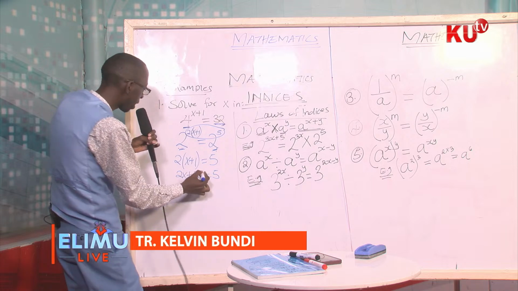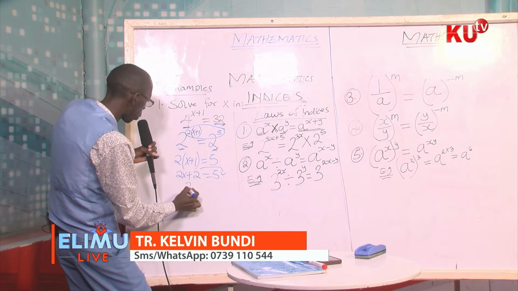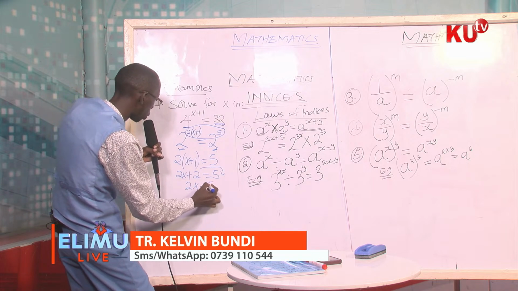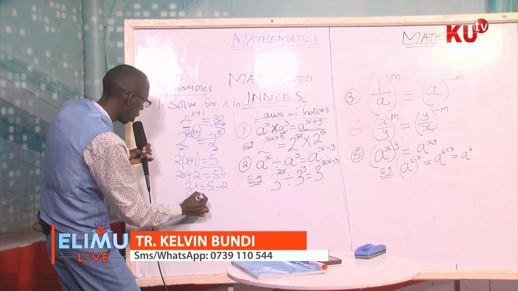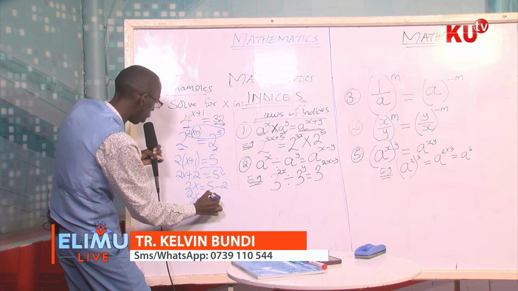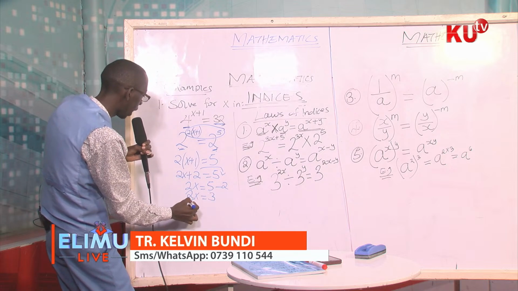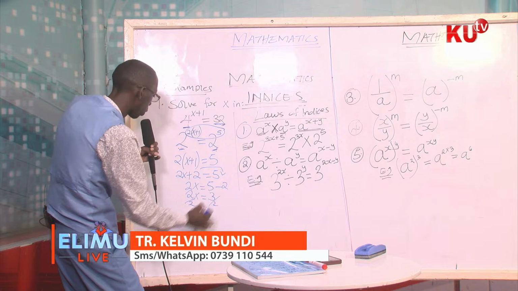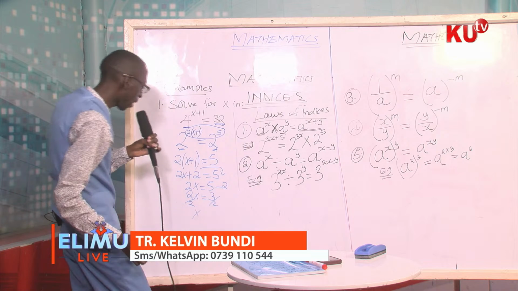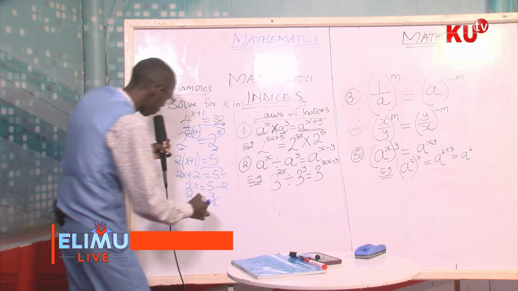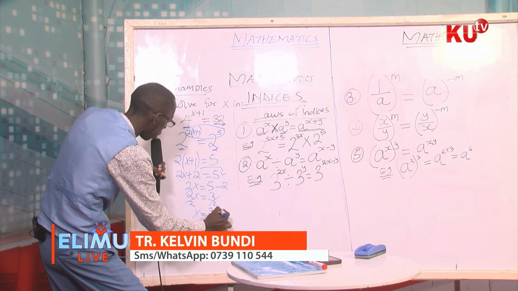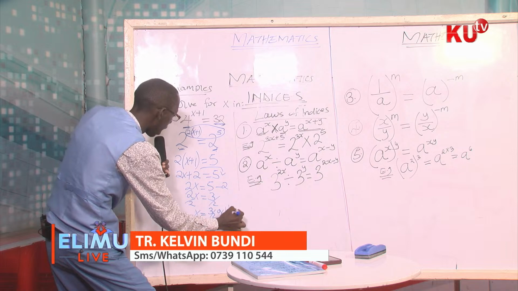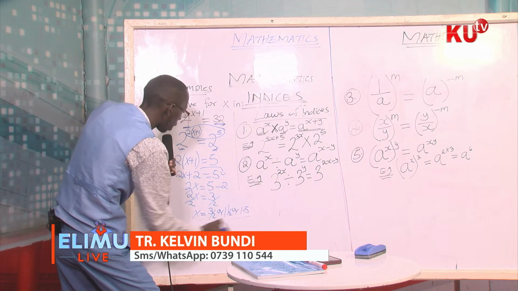Take 2 to the other side. 2x is equal to 5 minus 2. 2x is equal to 3. Divide both sides by 2 and the value of x is equal to 3 over 2 or 1.5.